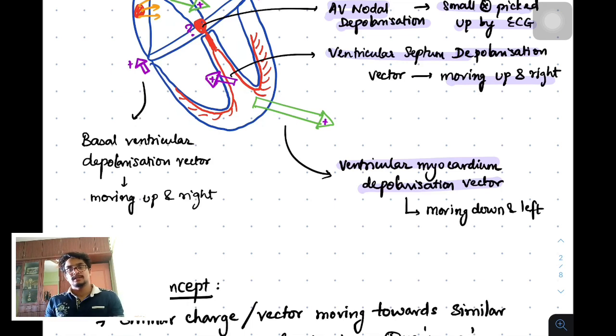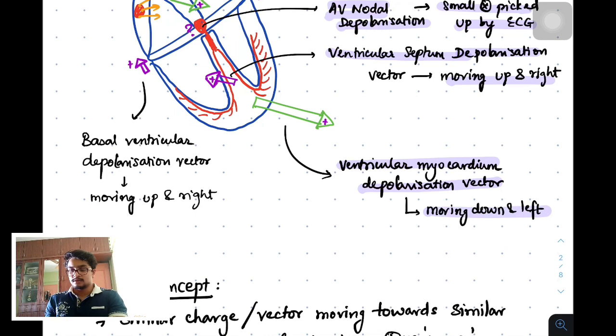What happens in ventricular myocardial depolarization is, first the inner part of the ventricular myocardium depolarizes, then the middle part, then the outer part. So the depolarization wave is moving from inner to outward in a radial fashion. When you combine all of those depolarization waves as a single vector, it will move from right towards down and left. So that will be the direction of the vector, moving down and left.